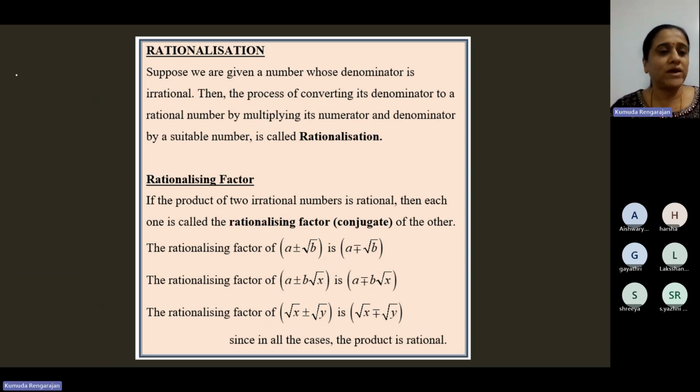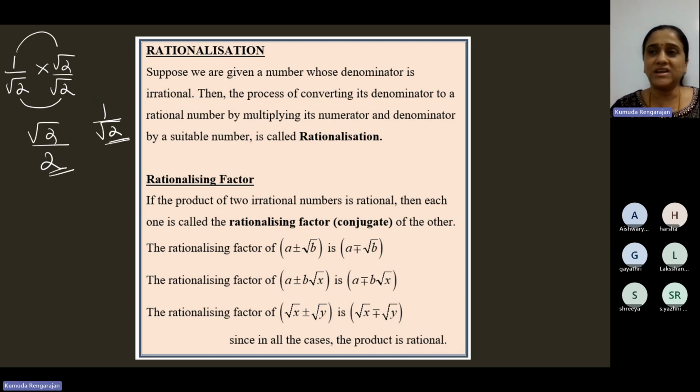See it again. 1 by root 2 is the given number. Denominator is irrational. We multiply and divide by root 2. It's like writing an equivalent number. So you're multiplying by 1. You're not changing the value of the given number. Multiply the numerators, root 2, multiply the denominators, root 2 into root 2 is 2. Now look at the denominator, 2 it is. What was the denominator in the number given? Root 2, which is irrational. But now the denominator is 2, which is rational. However, the value of the number given, 1 by root 2, and the value you have now got are the same. They're equivalent numbers.